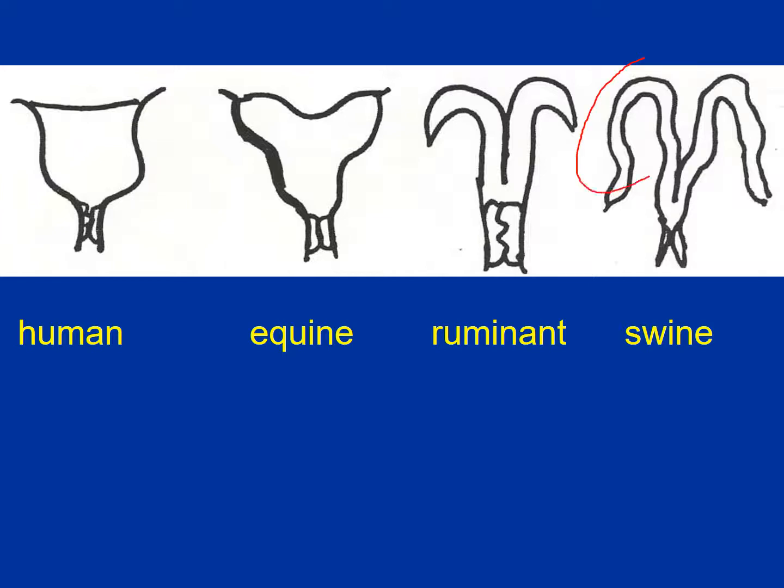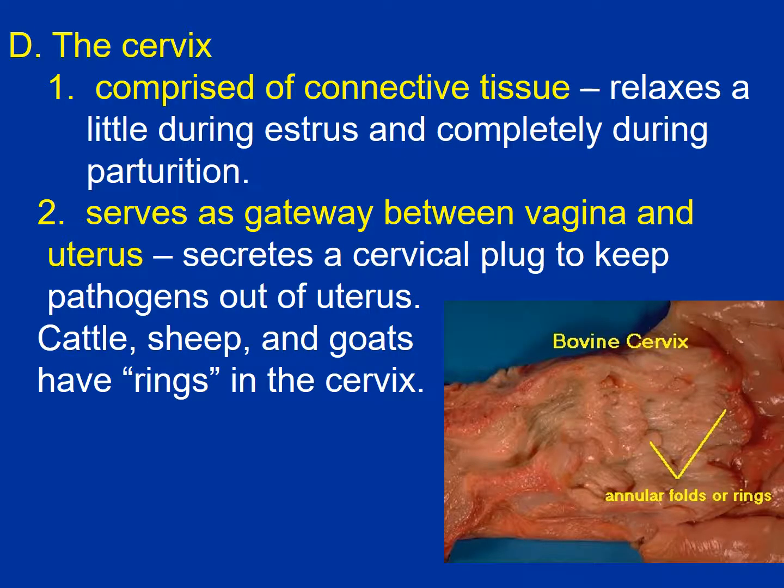So here again we have a litter-bearing animal, we have our ruminants, and of course sheep routinely have twins and triplets. And then we have equine, where you just get single births. Twins are extremely rare. And then we have humans, where basically the body of the uterus is pretty much the whole uterus. The cervix is comprised of connective tissue.